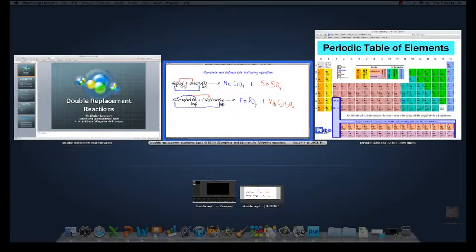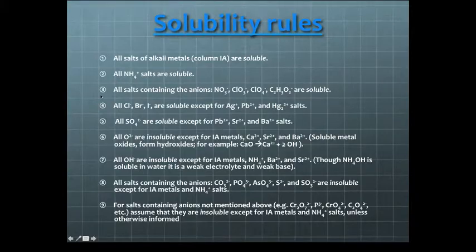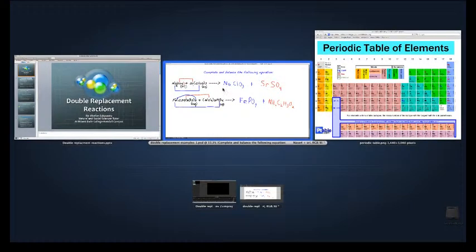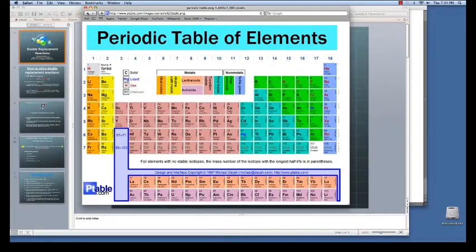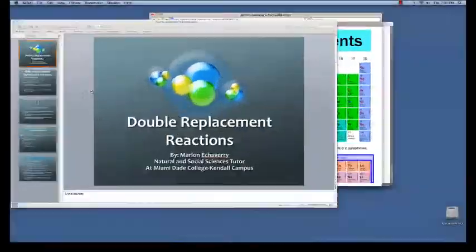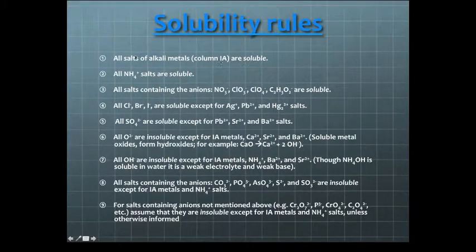So I go back to the solubility rules, and I find that right off the bat, it says all salts of alkali 1A, column 1A, are soluble. What did we have? We had sodium. Sodium, if you were to look at the periodic table, is a 1A metal. So that right there tells me that this compound, right off the bat, is soluble according to rule number 1. Also, for the chlorate, for the ClO3, rule number 3 states that all salts containing the anions, meaning the negatively charged particle, ClO3, are soluble. So this compound is soluble according to rule 1 and rule 3.